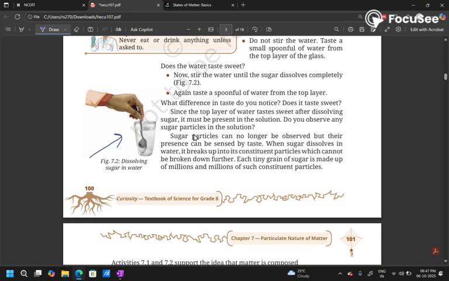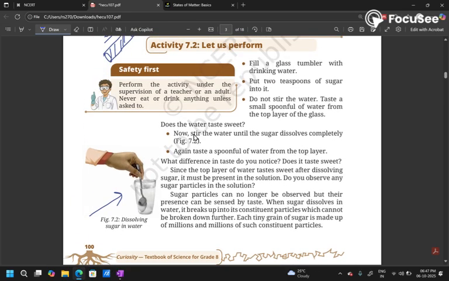Yes. So this is what exactly the activity says. First, the glass tumbler has been filled. We add 2 tablespoons of sugar. We do not stir it. When we taste it, does it taste sweet? No. Now stir the water till the sugar completely gets dissolved. Now taste the contents from this vessel. Does it taste sweet? Yes, it does.